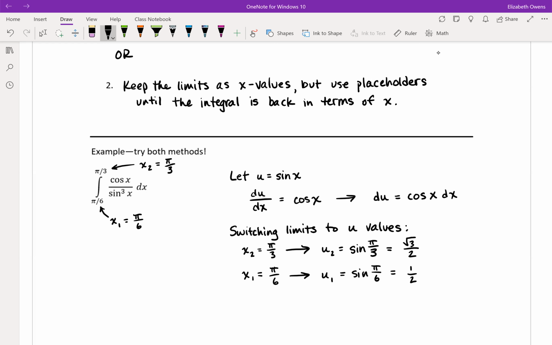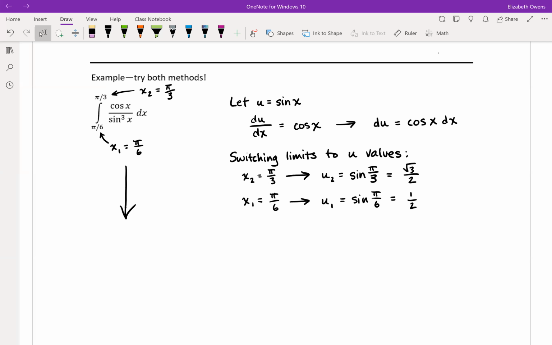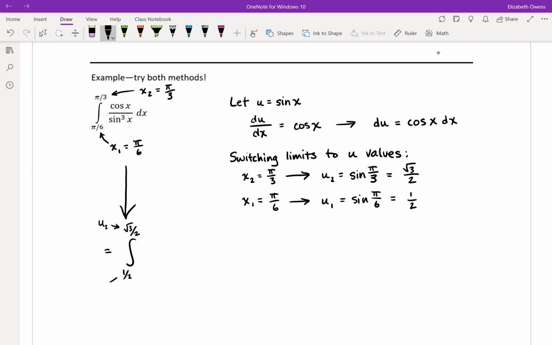All right. So in doing this, now we're going to be able to convert this entire integral, limits and all. Everything is going to be in terms of u. So we are now going to have the integral from the lower limit of integration, u1 is 1/2, to the upper limit of integration, which is root 3 over 2. Okay, so we're putting in our u limits of integration here.